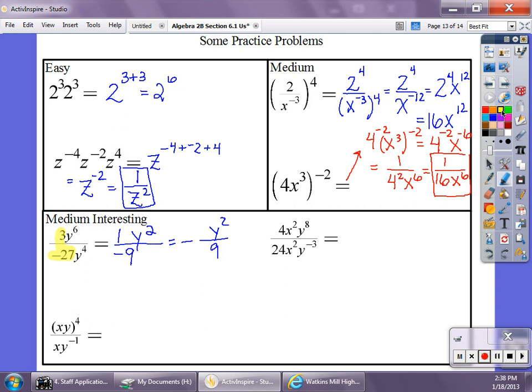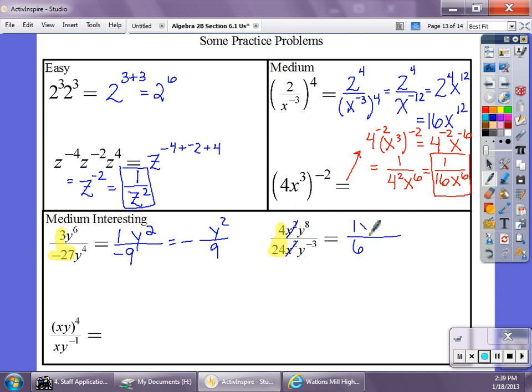Same deal. In the right problem, you have 4 over 24. It's a fraction that can be simplified. 4 divided by 4 is 1. 24 divided by 4 is 6. Now we have x squared over x squared. Since there's the same amount of x's in the top and bottom, what I'm going to do is I'm just going to go ahead and reduce those.